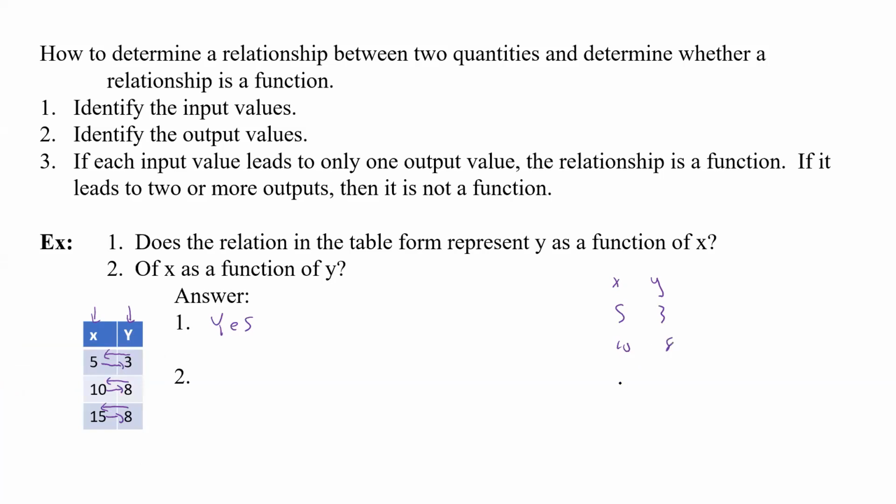And so that's an 8, and we could have said 15 to 8, and so we could have drawn that other thing like this instead. And so then when we go the other way, y to x, we have 3, 8, and then 5, 10, and 15. So 3 goes to 5, 8 goes to 10, and 8 goes to 15. So this direction is going to 2 outputs, which is not a function. So that one is no. It's not going to be a function of y.